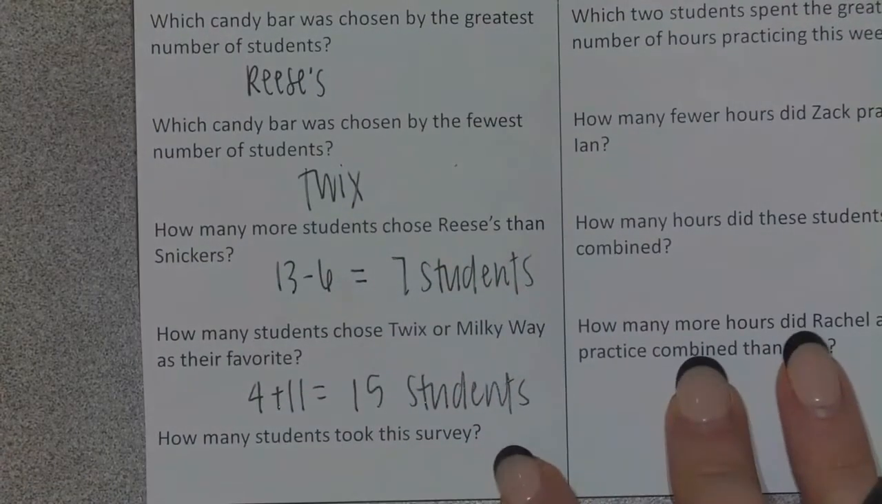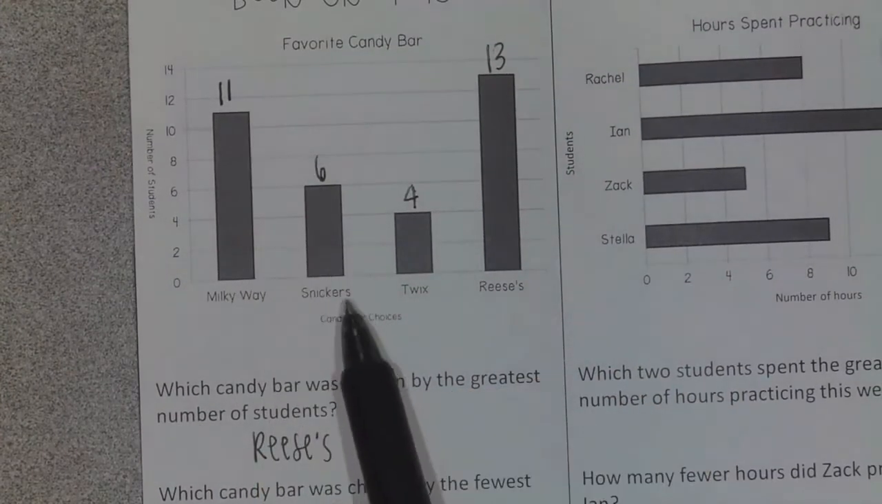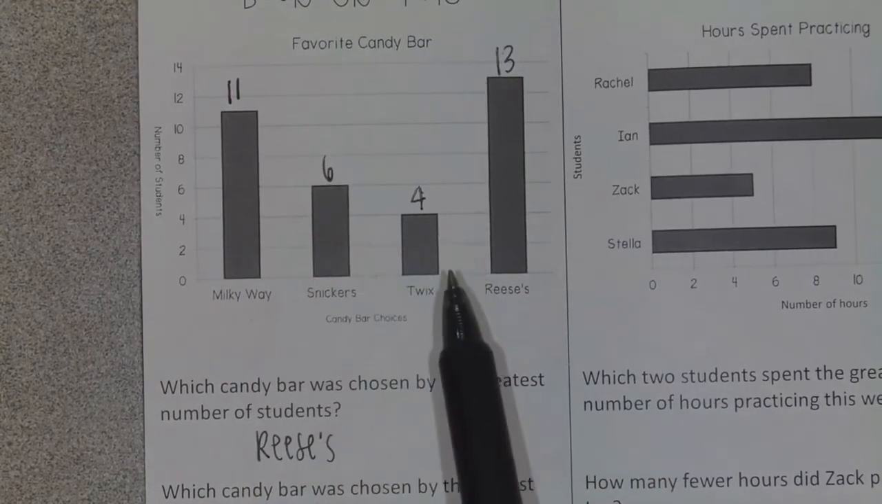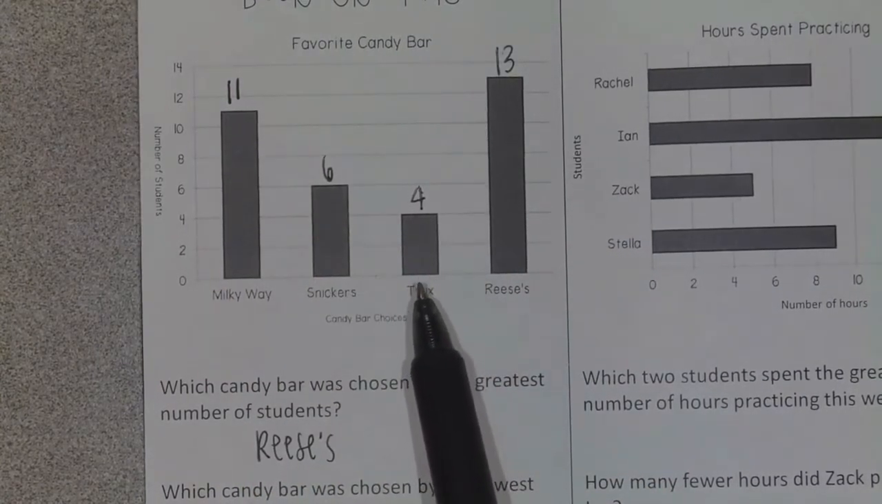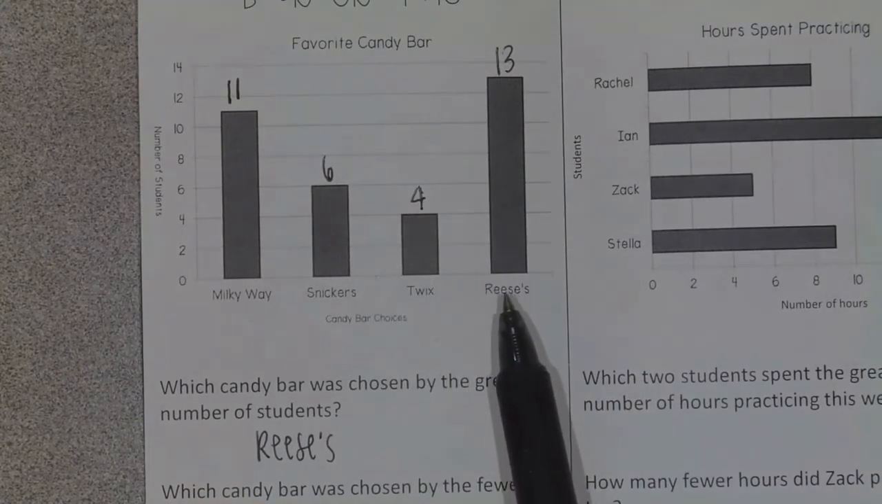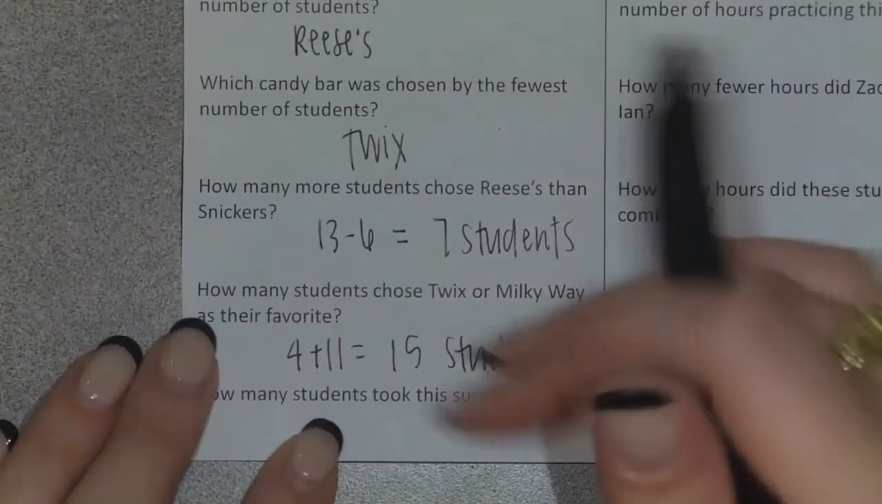And then my very last question says, well, how many students took this survey? So 11 people chose Milky Way, 6 people chose Snickers, so 11 plus 6 is 17. 4 people chose Twix, so 17 plus 4 is 21. And then 13 people chose Reese's, 21 plus 13 is 34.